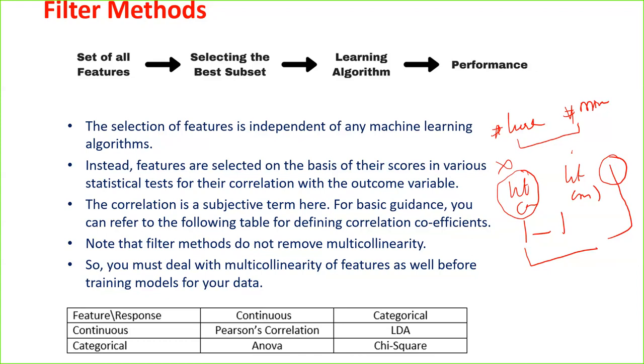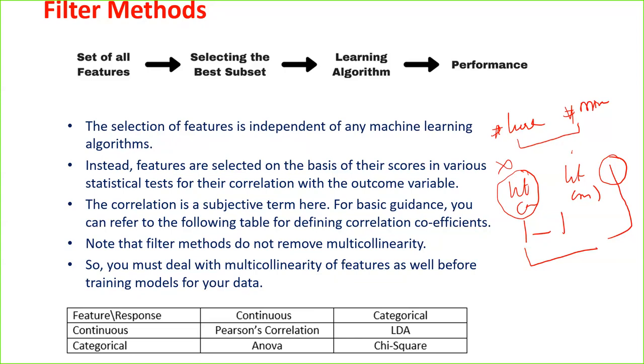So we are just filtering out the redundant and the irrelevant features. All right, so to find out the correlation between the two variables, depending on whether that is a continuous type or the discrete type, we have different correlation methods.